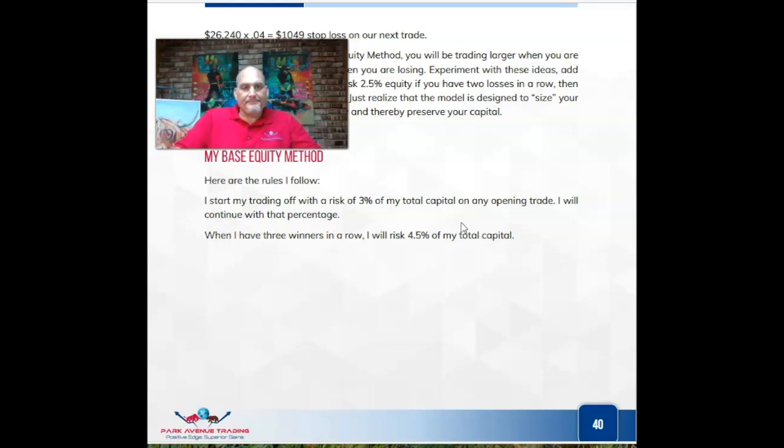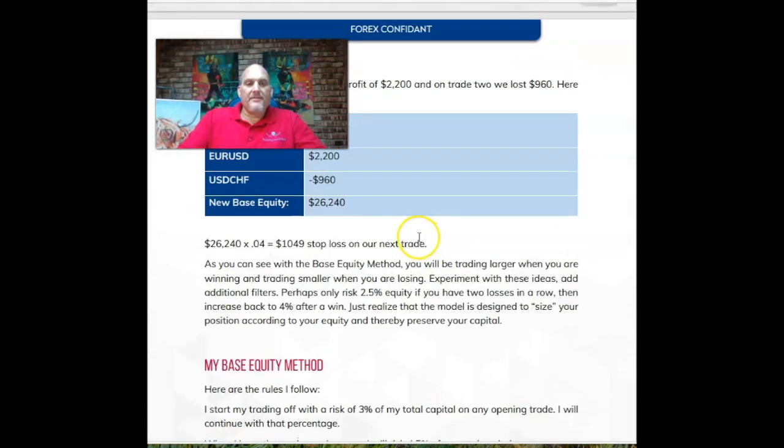But anyway, base equity method is a method of trading where you'd be trading larger when you're winning and smaller when you're losing. And you can experiment with these ideas, additional filters, perhaps only risk 2.5% of equity. If you have 2 losses in a row, then increase to 4% after a win. Just realize that the model is designed to size your position according to equity.